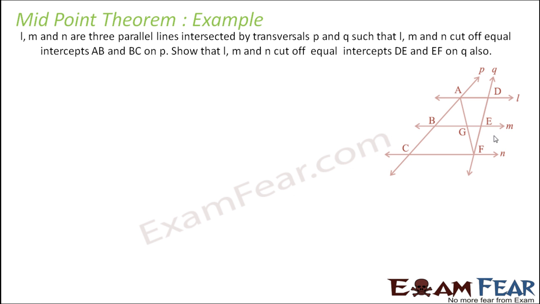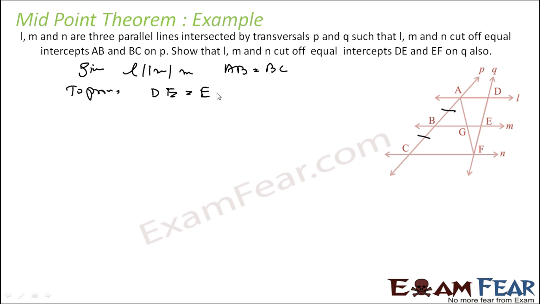Pretty easy question. L, M, N are three parallel lines intersected by transversals P and Q such that L, M, N cut off equal intercepts AB and BC on Q, that is AB is equal to BC. We have to show that L, M, N cut off equal intercepts on P, that is DE is equal to EF. So given L parallel to M parallel to N, and AB equal to BC, to prove DE is equal to EF.